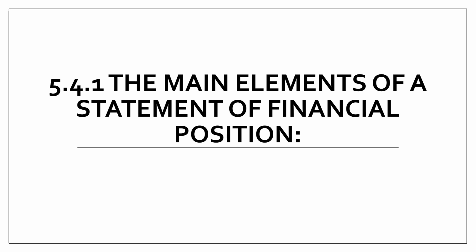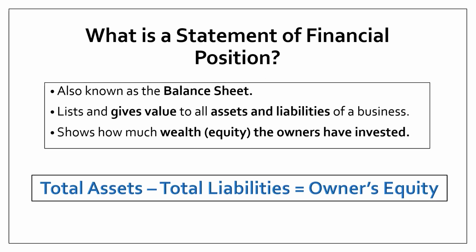What are the main elements of a statement of financial position? Let's understand what a statement of financial position is. It is also known as the balance sheet. It lists and gives value to all assets and liabilities of a business. This shows how much wealth the owners have invested. And the formula to calculate the owner's equity is total assets minus total liabilities.